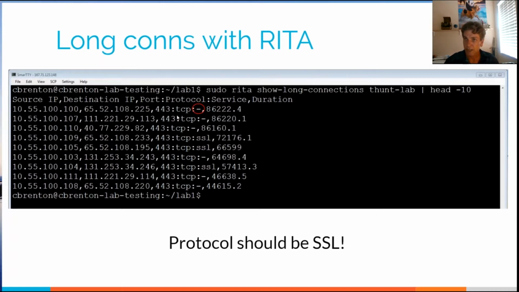So again, I've got a long connection that took place here. I don't understand the application layer. Now I know, yeah, this is one I've got to dig into and pay more attention to.